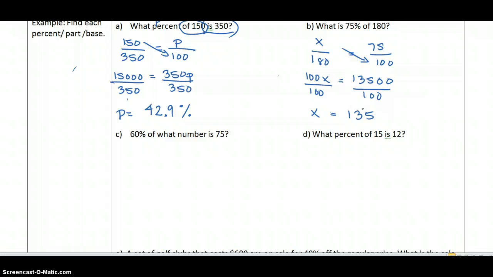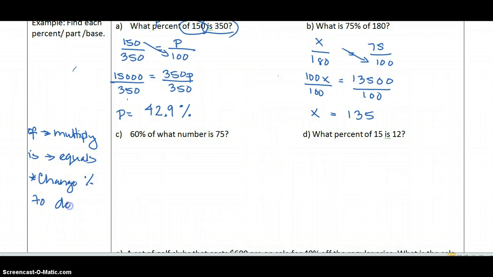Okay, let's try some with the equation now. Thinking about the equation, a couple things to remember. Of means multiply, and is means equals. The other thing that I want to make sure we do is don't forget to change percents to decimals. And remember, to do that you move the decimal point over two places.